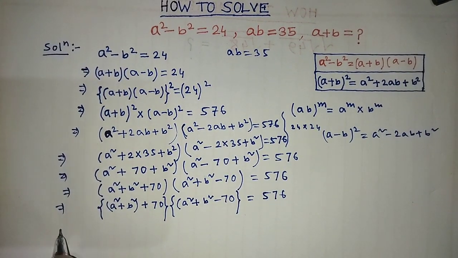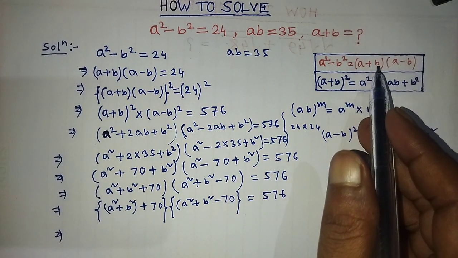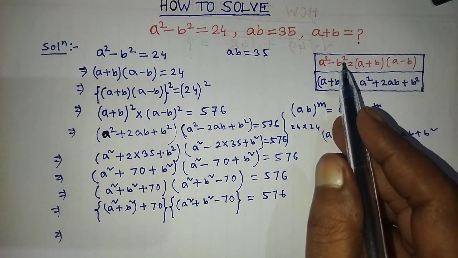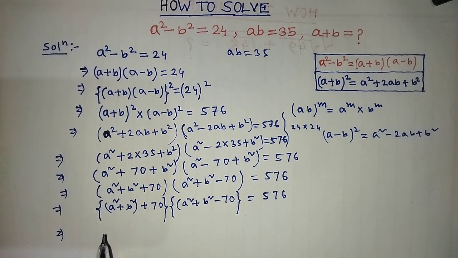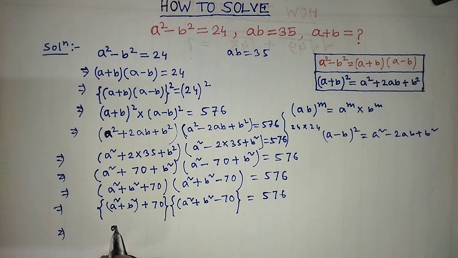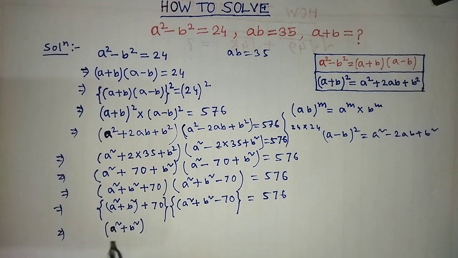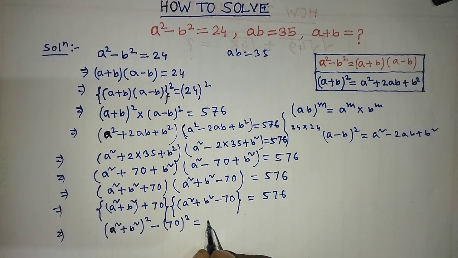After that we have to apply this formula: a plus b into a minus b means a square minus b square. We apply this formula on this algebraic expression, so we can write on the left hand side a square plus b square whole to the power 2 minus 70 whole to the power 2 is equal to 576.